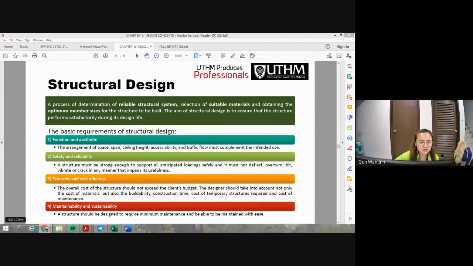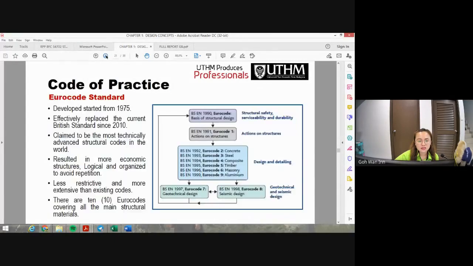We must save cost, but not cut down the cost in a way that makes the structure dangerous. Even when we have already designed to be economical, sometimes the contractor will cut even more cost. They will become the designer. They will cut down the diameter of the reinforcement and so on by themselves sometimes, right? Then maintainability and sustainability: a structure should be designed to require minimum maintenance and be able to be maintained with ease. So these are the 4 things, and then we go to the next slide.